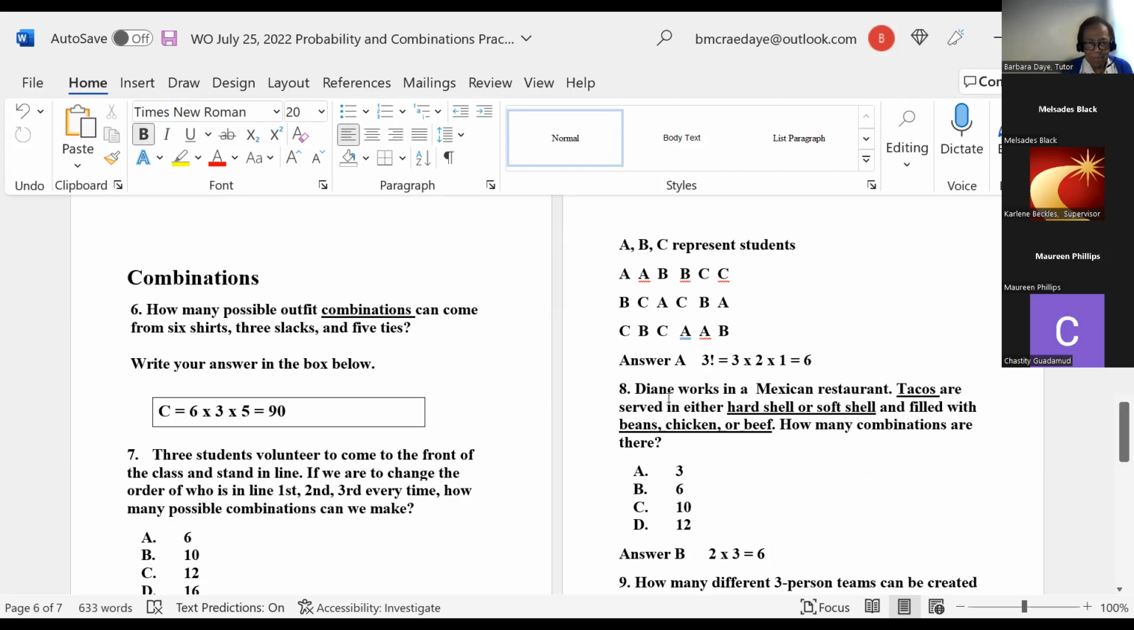No, but look here, Mercedes. You have to read it carefully. I got it. Tacos are served in either hard shell or soft shell and filled with beans, chicken, or beef. So the taco consists of 2 parts, the shell and the filling. So in other words, the hard shell and the soft shell is the subject. And you're going to use the filling to fill them. So it should be 2.